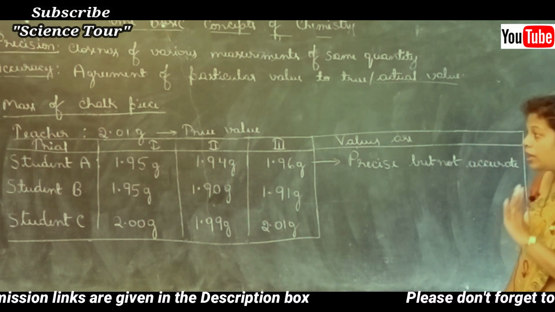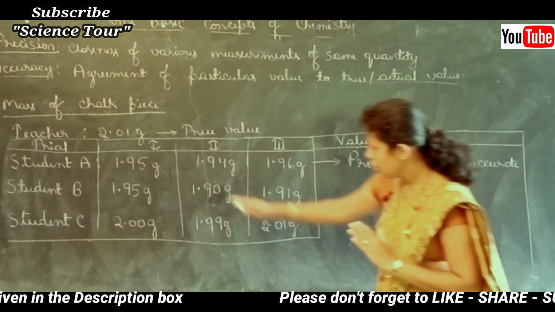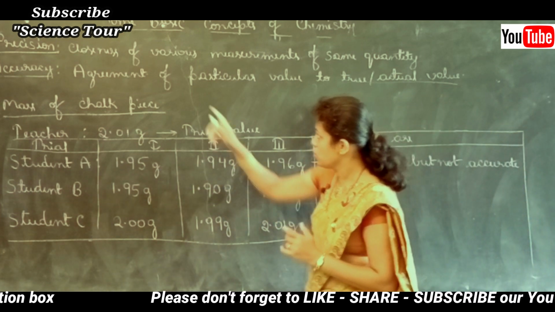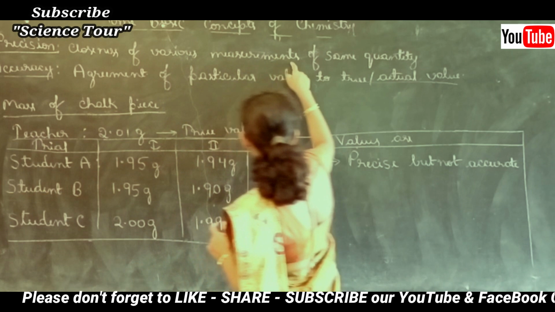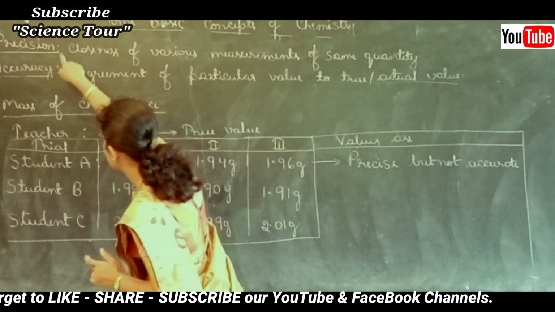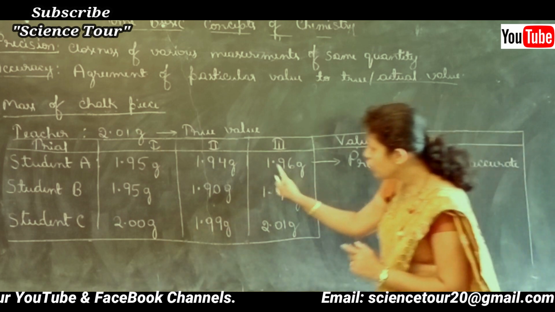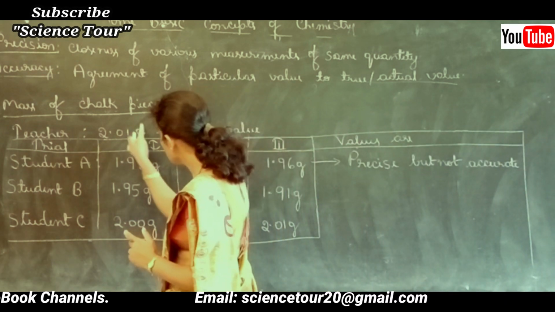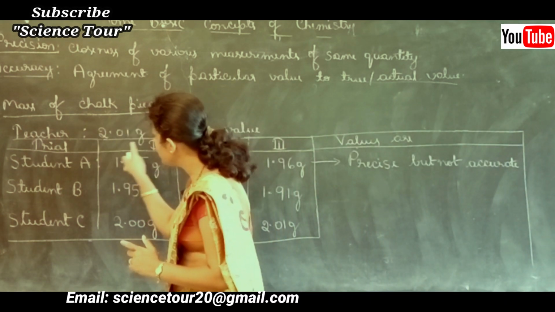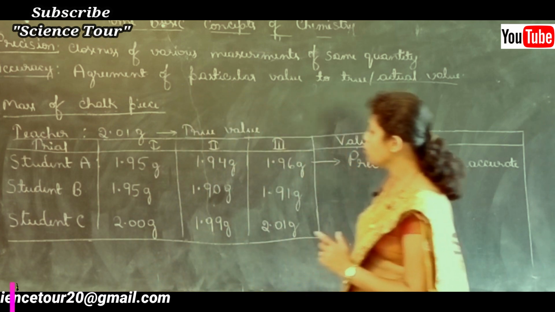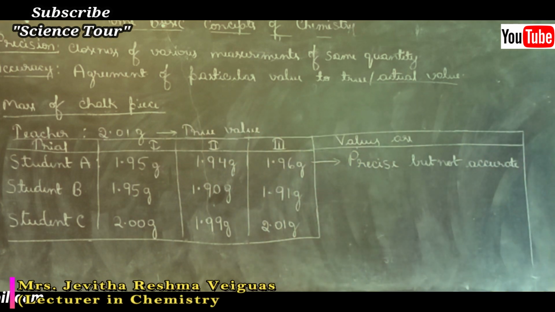So student A measured the values. The 3 measurements were close. Closeness of various measurements of the same quantity is precision, which means the values are precise. But no value from here is close to the value obtained by the teacher, the true value, hence not accurate.